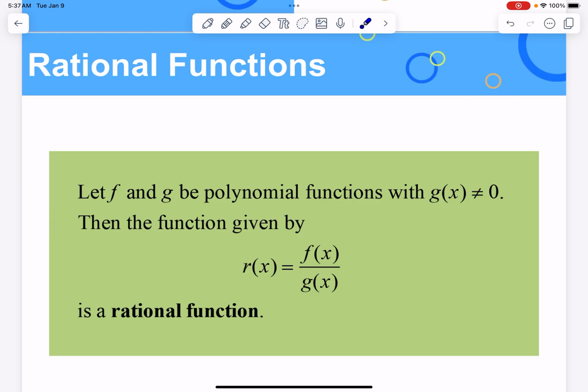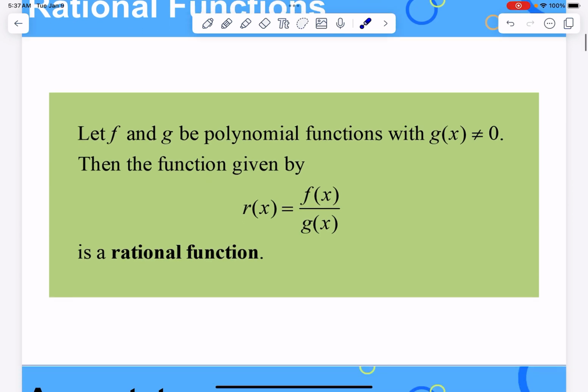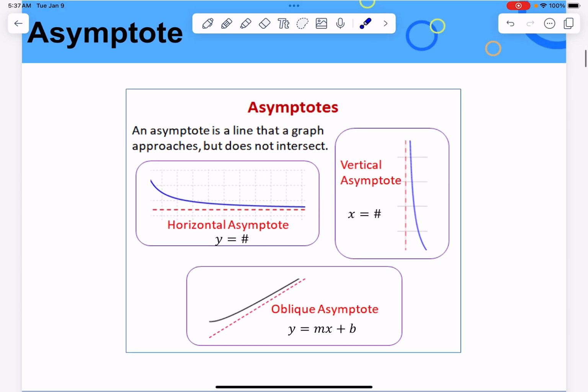It is a function where you have a polynomial as a numerator and a polynomial function at the denominator. So there does have to be a variable at the denominator as well. Remember that there will be restrictions since the denominator cannot equal 0, and that's where you're going to come up with these asymptotes that we're going to look at. So the first thing we're going to look at are the asymptotes.